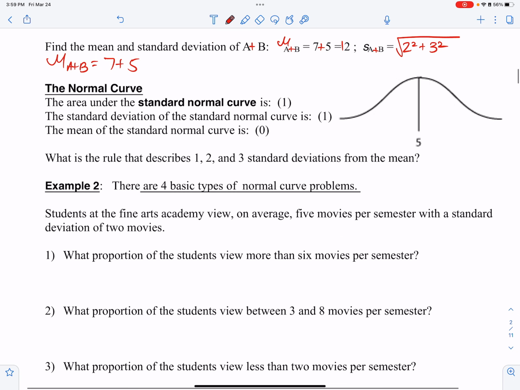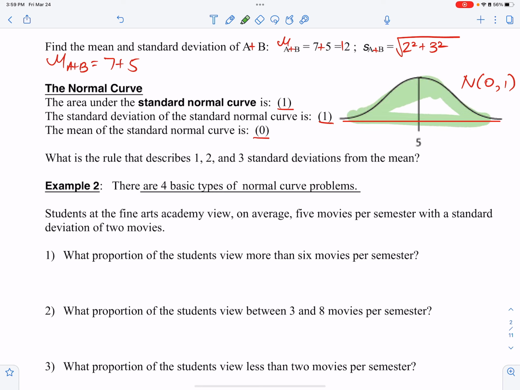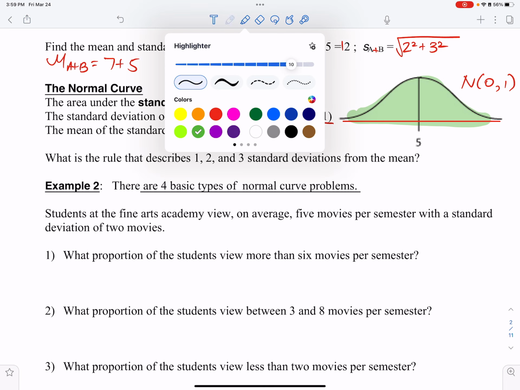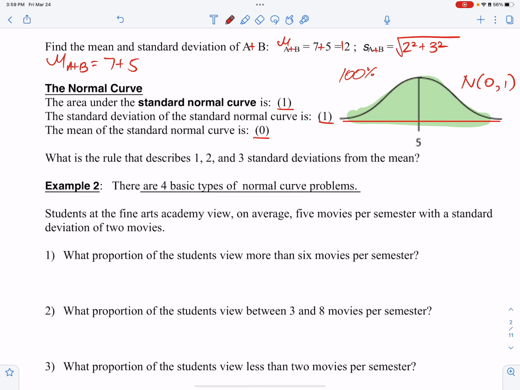All right, let's look at the normal curve. The area under the normal curve is 1. For the standard normal curve, the mean is 0 and the standard deviation is 1. The area under the normal curve is 1 because what it actually means is 100%. If this is all shaded, 100% has been shaded, but that's just in decimal form, 1. So that's why it's 1.